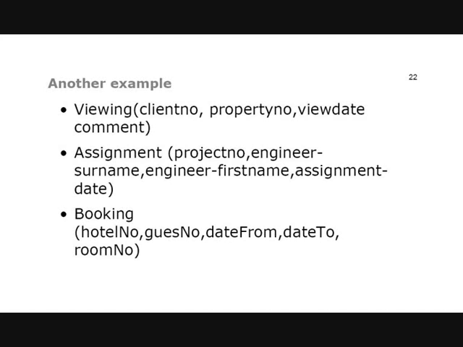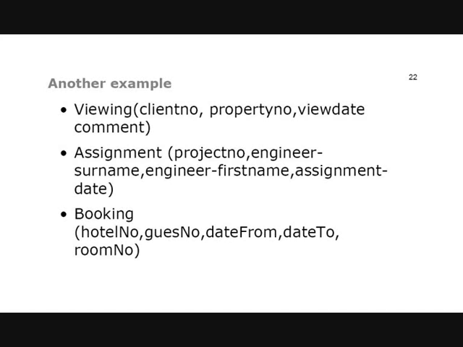What about if I have an assignment? So I have people that are assigned to particular projects. So I have a project number, an engineer surname, engineer first name, and assignment date. So we have engineers being assigned to different projects. What do I need there as a key? Anyone? So I have project number, engineer surname, engineer first name, and assignment date.